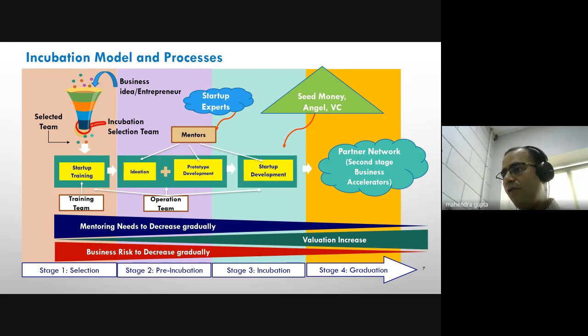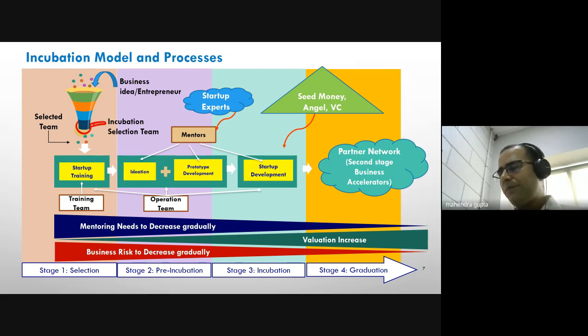And value increases. Value creation is a big, large portion where the startups are evaluated. So value should increase by the time you are growing up. So this is a typical process.